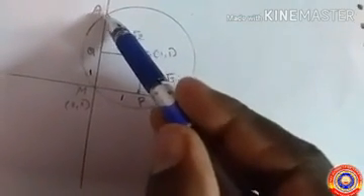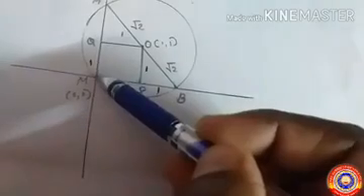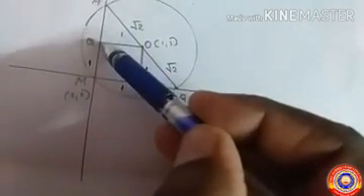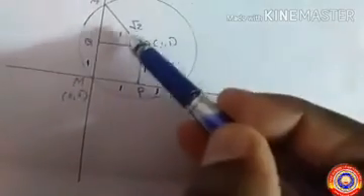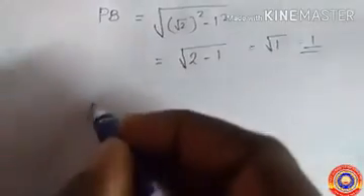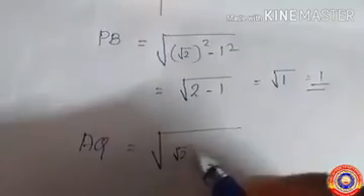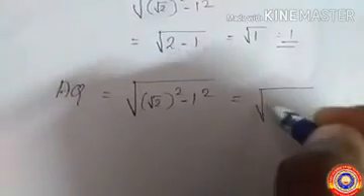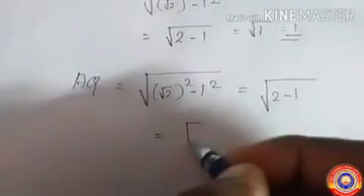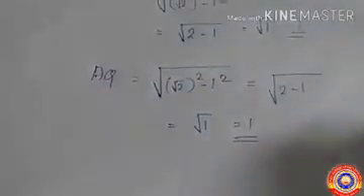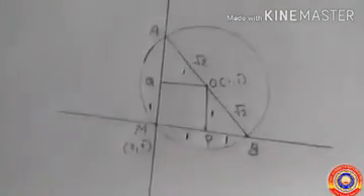Next, given that MQ equals 1, we have to find the length of AQ. In triangle AQO, the hypotenuse equals root 2 and the base equals 1. We have to find the length of AQ by Pythagoras theorem. AQ equals root of (root 2) whole square minus 1 square, which is equal to root of 2 minus 1, which is equal to 1.